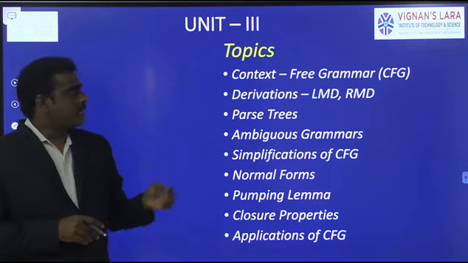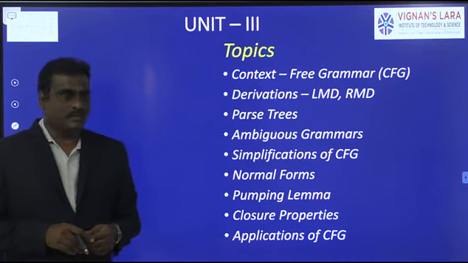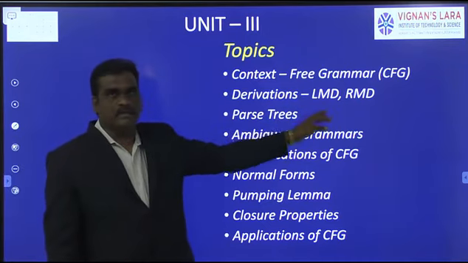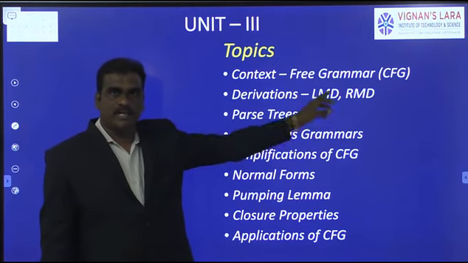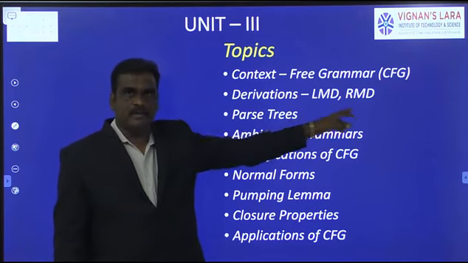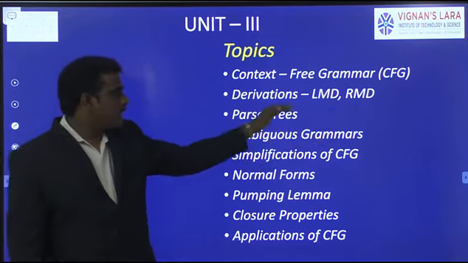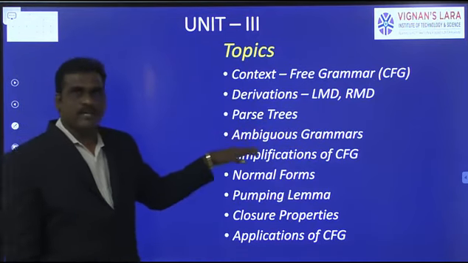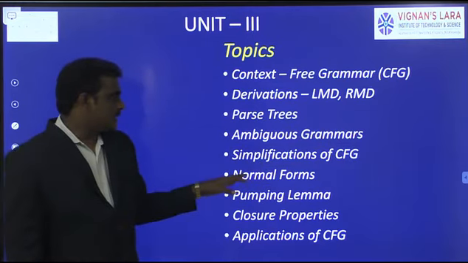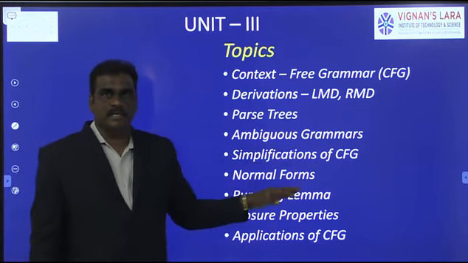In a context-free grammar we have two types of derivations. One is LMD and the second one is RMD. LMD stands for leftmost derivation, and RMD stands for rightmost derivation. And the next one is the parse trees, and then ambiguous grammar. And the next one is the simplification of context-free grammar.